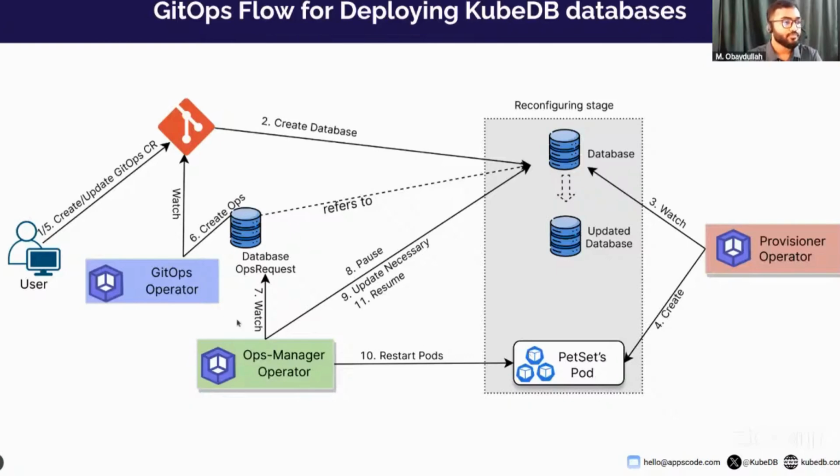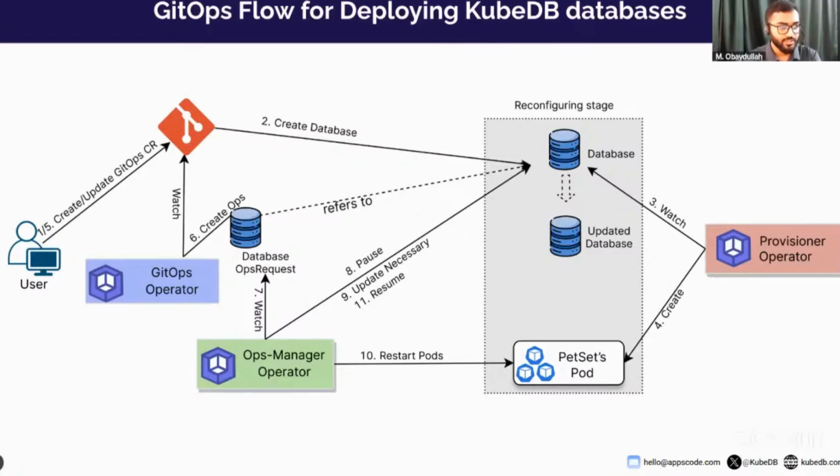The GitOps operator will also check whether updates happen or not. If an update happens in the Git repo, the GitOps operator will detect the changes, and if some ops request is needed, the GitOps operator will create an ops request referring to the DB. Then the ops manager operator will watch the ops request resource, and then it will pause our DB provisioner and update the necessary things. For example, if you want to update your version, it will update the version of your DB.